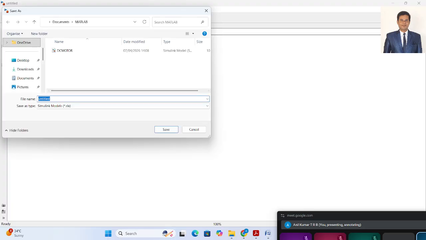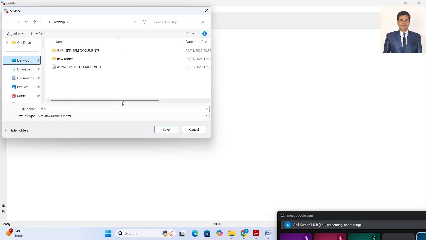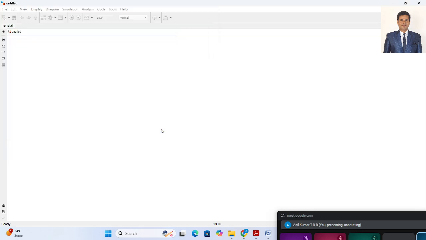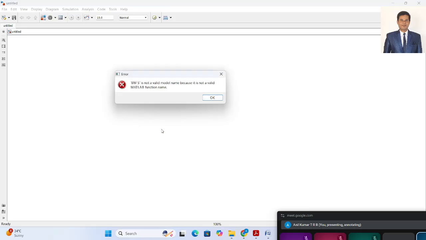Save as with the BMS. Okay, don't give any space. After B, M should come like that, with no space. Okay, so BM, then BM I will give space. So let's see what it will do. It will not save your files. See, it is giving error, isn't it? Honestly, there is an error.